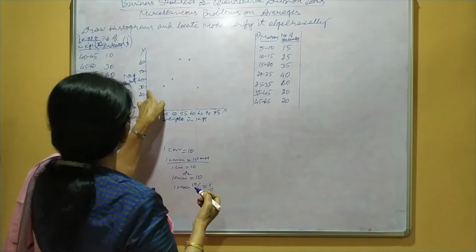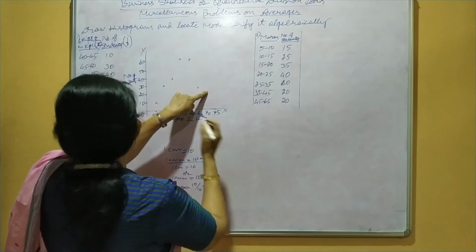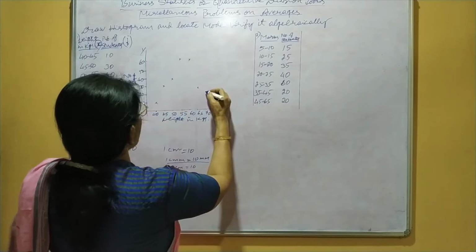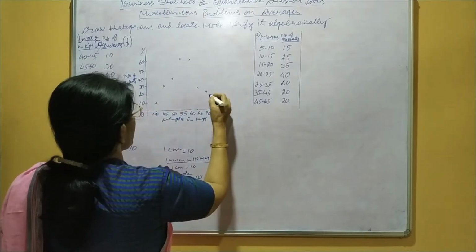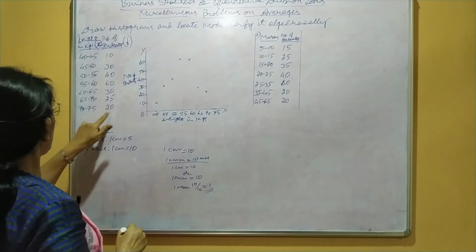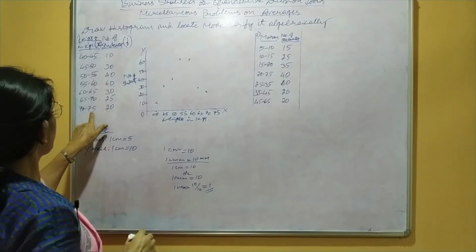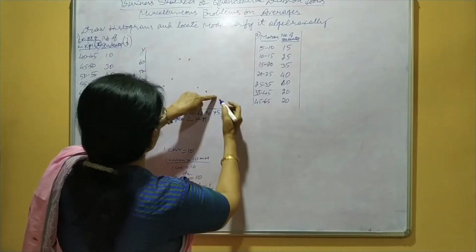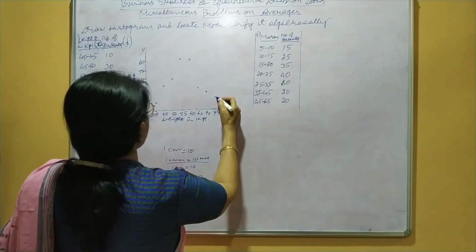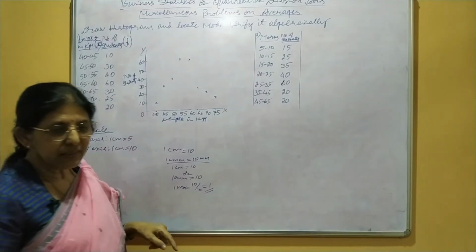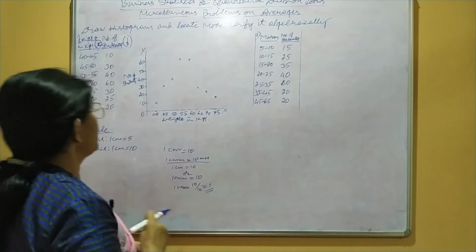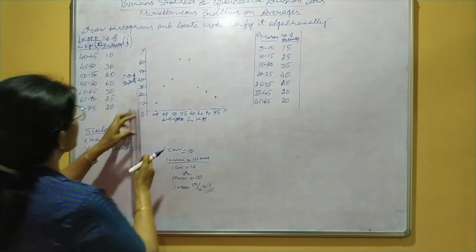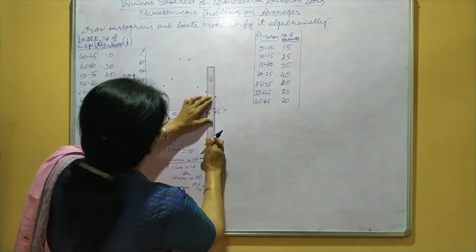Here in the middle, the highest upper limit is 70. Corresponding to 70, put a mark. The last one is 20, corresponding to the upper limit 75. Next we have to draw straight lines with the help of a scale, perpendicular to the x-axis. Like this, you go on joining.